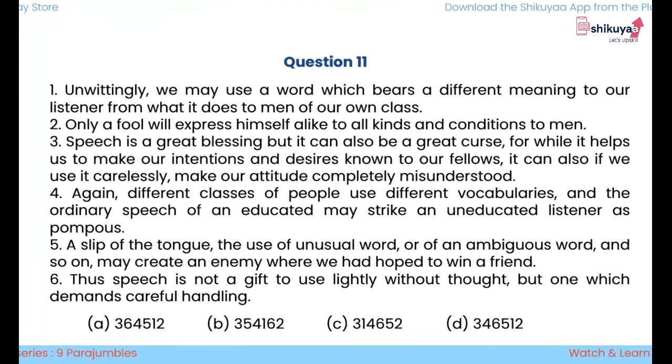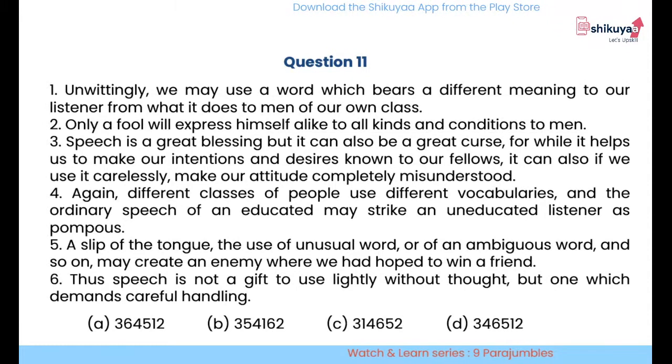Okay, now let us see which sentence is suitable after sentence 3. Now if we see sentence 5, it is talking about how something goes wrong, right? A slip of the tongue, the use of an unusual word or of an ambiguous word, and so on, may create an enemy where we had hoped to win a friend. Now it is talking about some disadvantages of speech if you go with a slip of the tongue. Okay, so this is the fifth sentence.